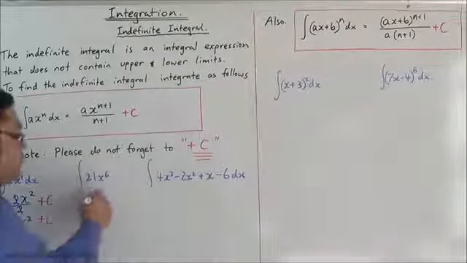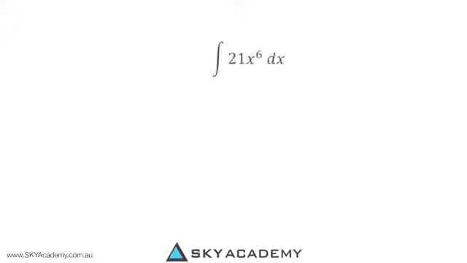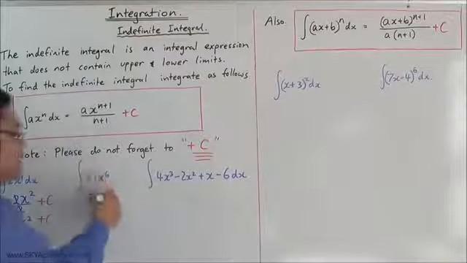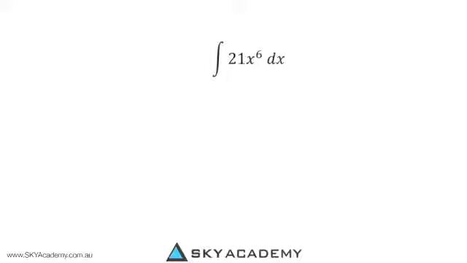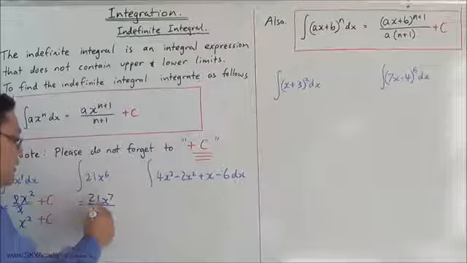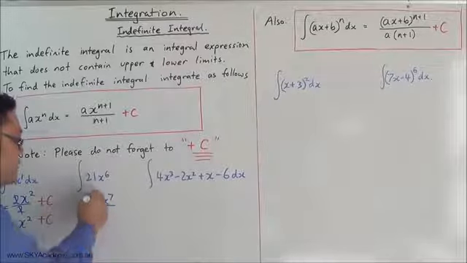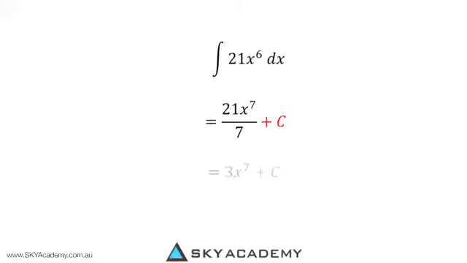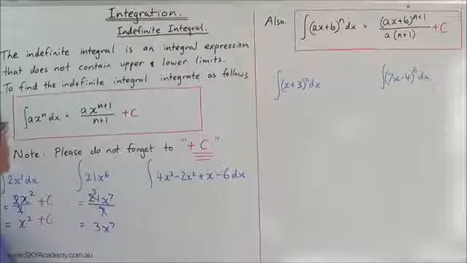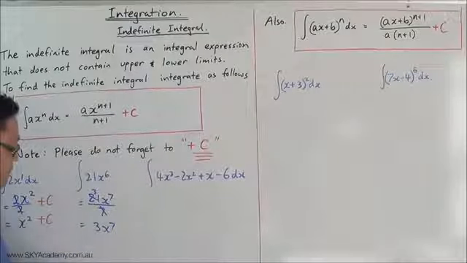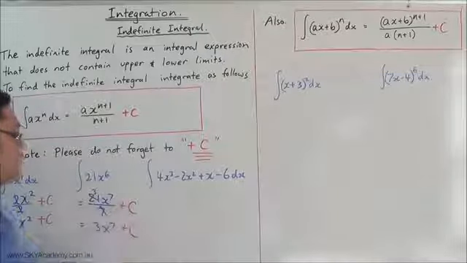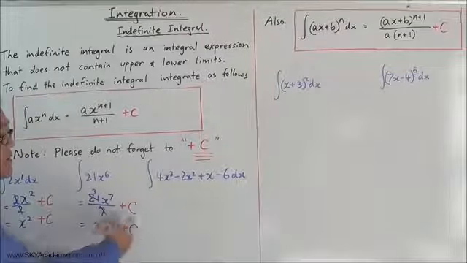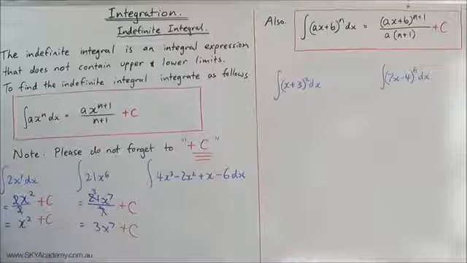So we've got 21 x to the power of, we raise that power by 1, so it goes up to 7, and then we divide by the raised power, we divide by 7, which gives us 7 and 21 cancel to 3x to the power of 7, right? And we need to remember to account for the constant that might be there, okay?